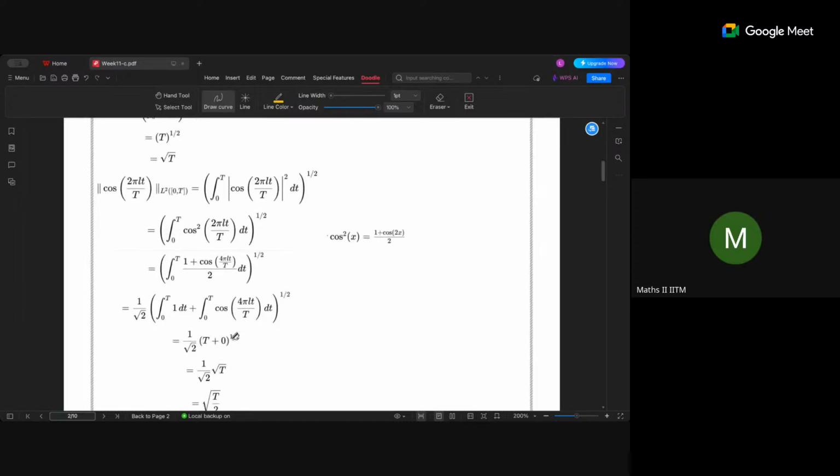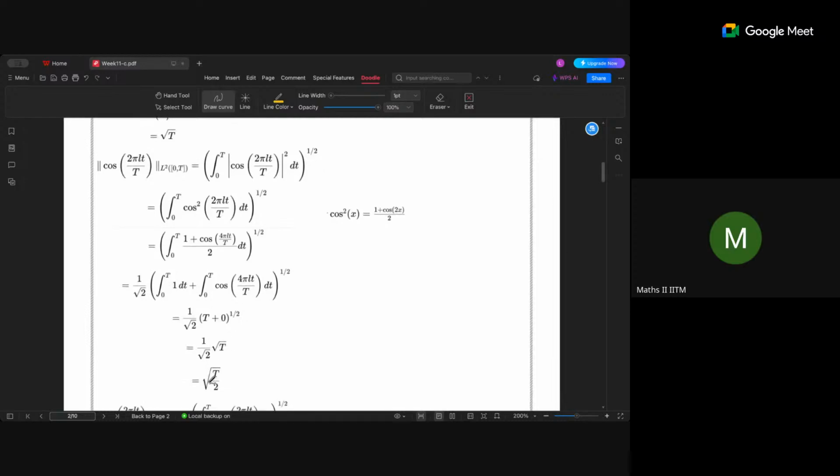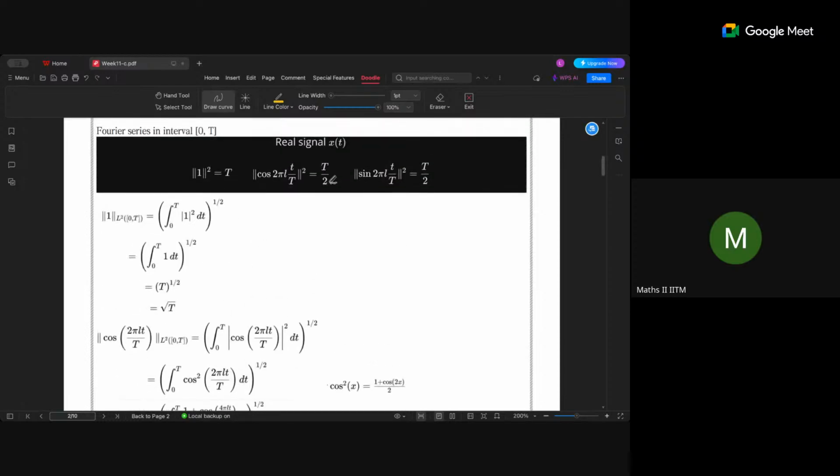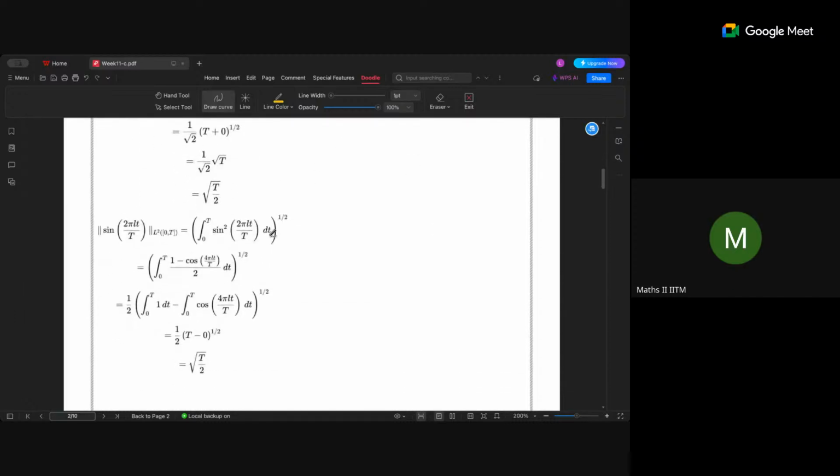Okay, and then you have T power 1 by 2, so square root of T by square root of 2, so it is square root of T by 2. Okay, so we have done the integration here and found the norm of this. So norm square will be just T by 2, that is what is given here. And the exact same procedure for sine as well, right? You apply the formula, you split them, and then you see that this part is now 0, and the remaining gives you square root of T by 2.